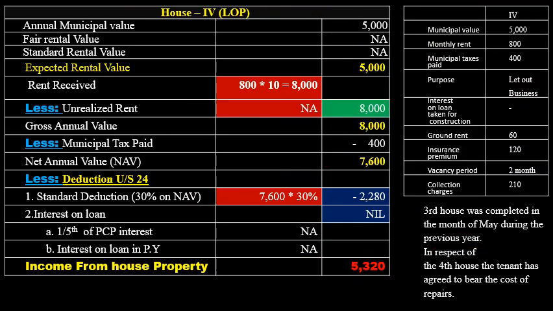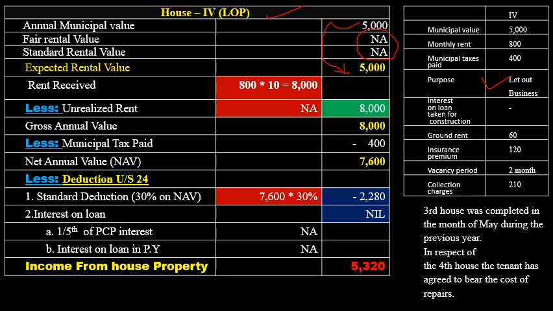Let me explain the solution for the fourth house. The fourth house is again a let out property, which is specified in the problem. We will calculate as per the format of let out property. Municipal value 5,000 is given in the problem. Fair rent and standard rent are both not applicable because both are not given. So the expected rental value is 5,000. Municipal value itself is the expected rental value.